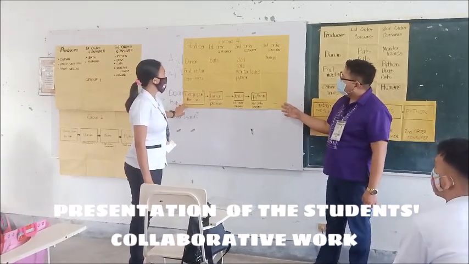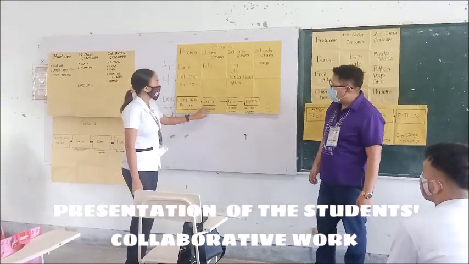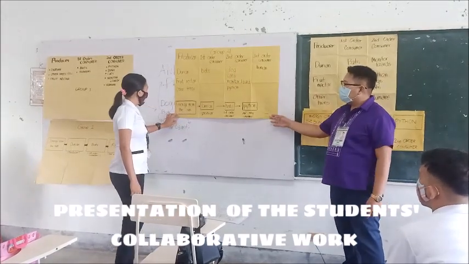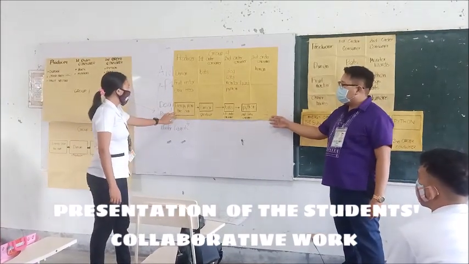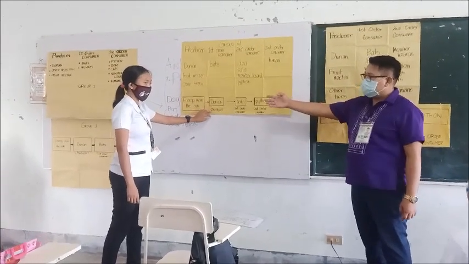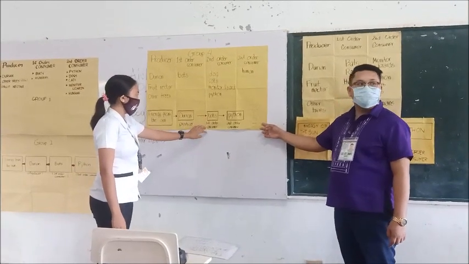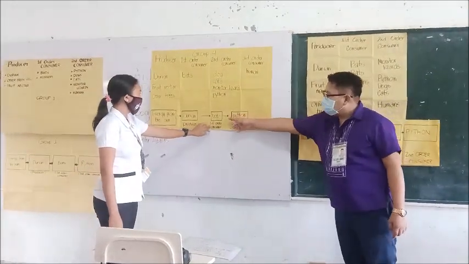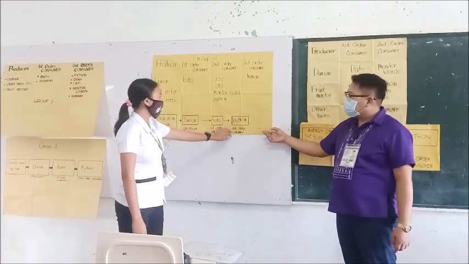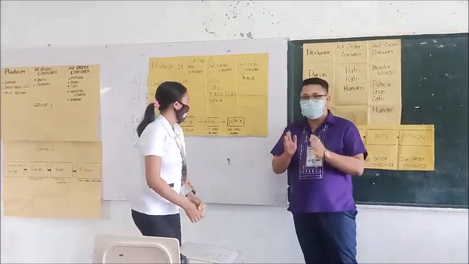Second order consumer, we have dog, cats, monitor lizard, and python. And the third order consumer is human. Then the energy from the sun is transferred to the producer, which is durian. Then transferred to the first order consumer, which are the bats, and transferred to the second order consumer, which is the python. Okay, thank you so much. Let's clap for the group.